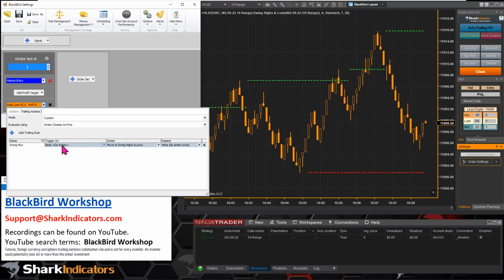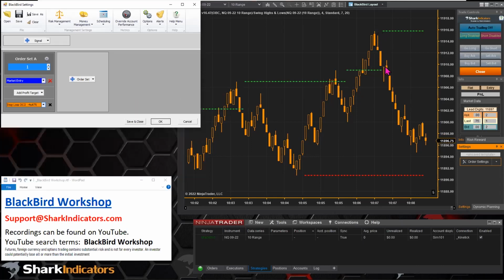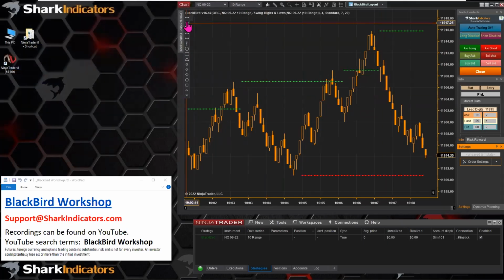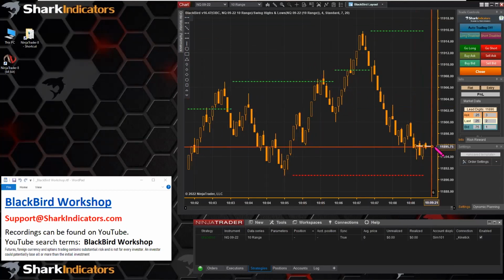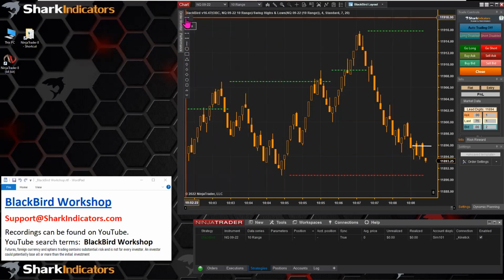But also keep in mind that because this is a trailing action, this is a trailing role. So when the stop loss initially goes in, let's see here. Let's say we went short right around here. Well, it looks like we might have a swing high developing right there.